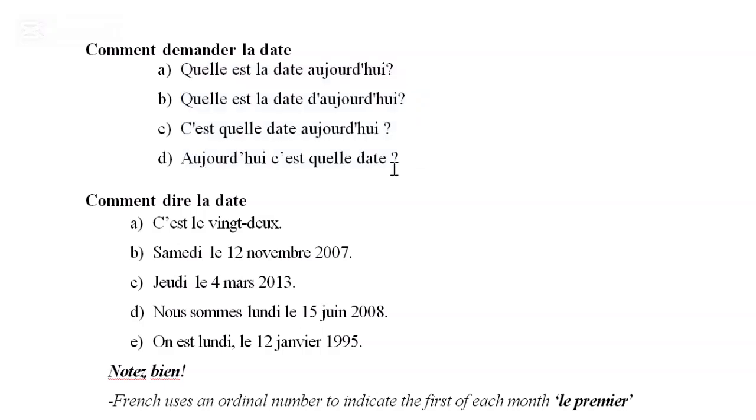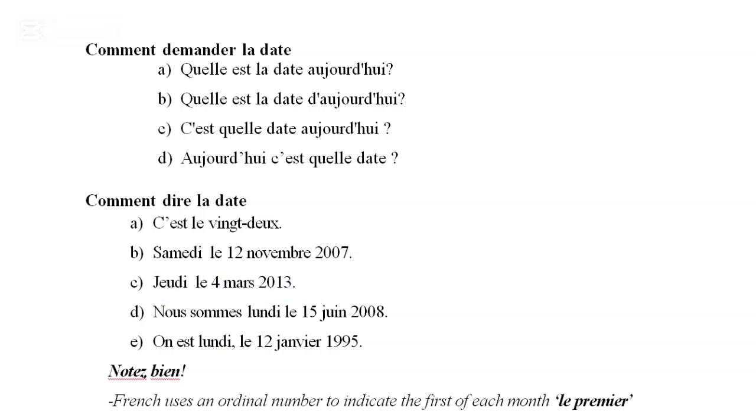And how do you answer? Comment dire la date? You can just use c'est le 22. It's 22nd. C'est le 22. Or you can even continue. You can use the day, like the way you have done up there. Samedi, le 12 novembre 2007. Jeudi, le 4 mars 2013.